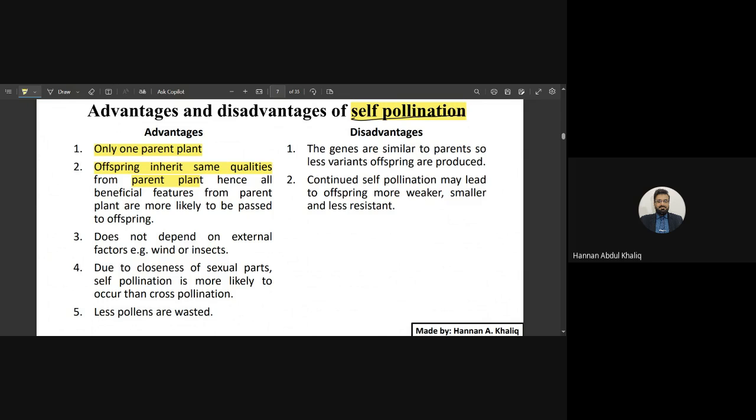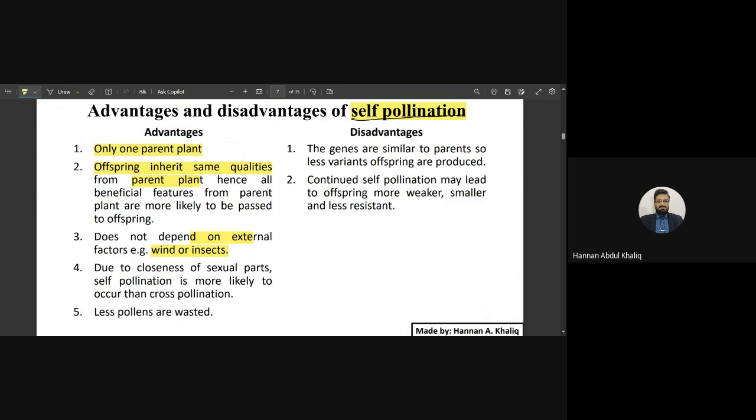Another advantage is that self pollination does not depend on external factors, like wind or insects. That is the problem with cross pollination. It becomes riskier. Why does it become riskier? Because we know very well that when we have wind or insect dependence, sometimes the wind is stopped, or maybe the insect is hunted, so the pollen would be wasted.